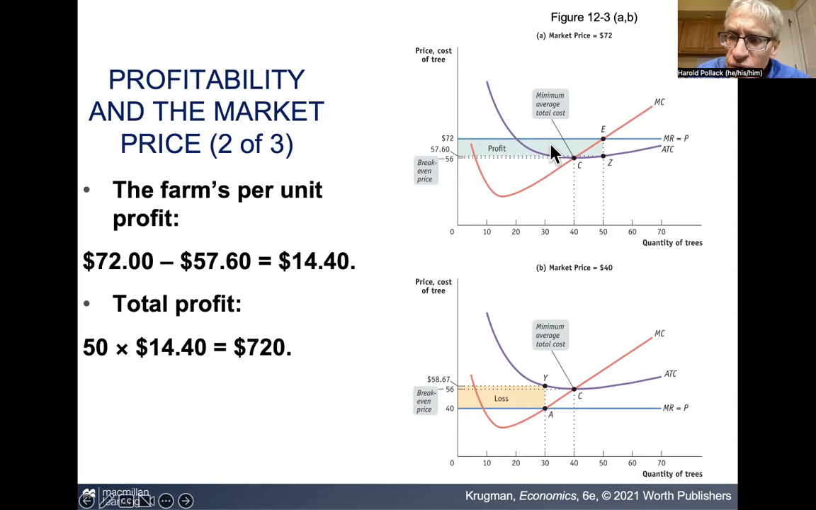So we've got a break-even price. The price has to be at least the minimum of the average total cost curve for you to be able to break even. That's what's marked here. So the market price is above the break-even price here. And it's got a profit, which is the difference between the price and the average total cost at this chosen production level, multiplied by the number of units that I'm selling.